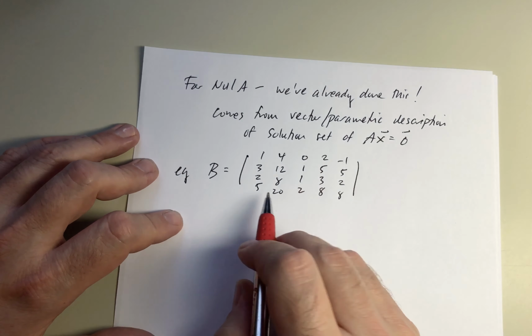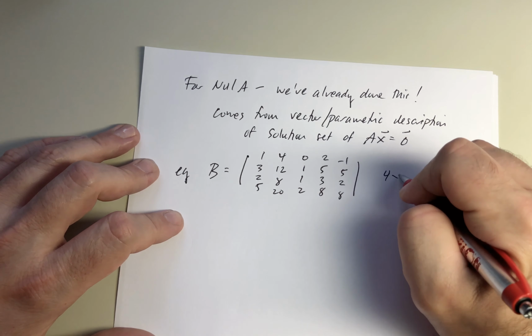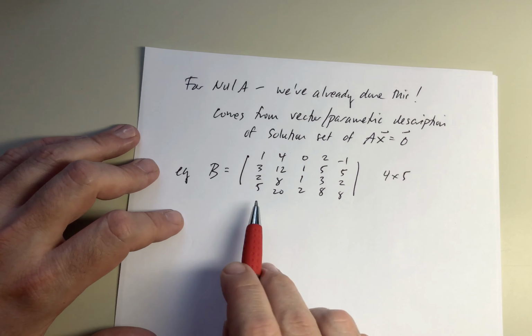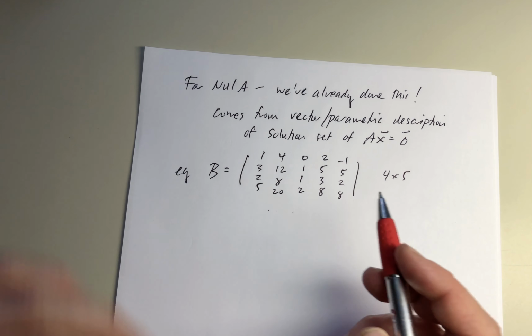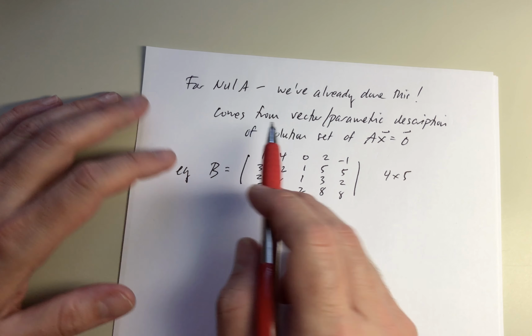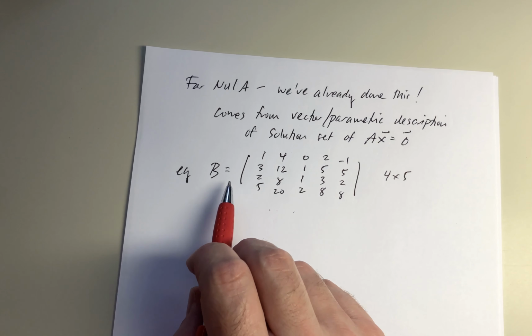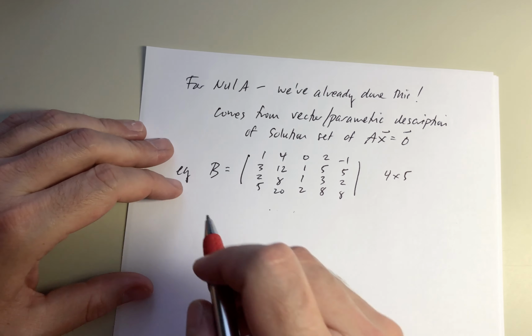So this is a 4 by 5 matrix. So the null space will be a subspace of R5, and I want to know what's a basis for this guy. Well, remember, what is the null space? It's going to be the solution set of the homogeneous equation.